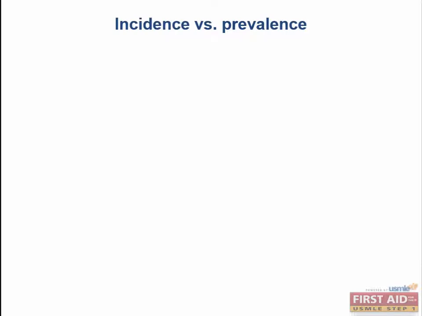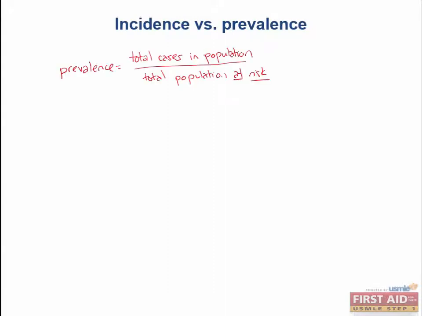Let's move on to incidence versus prevalence. Prevalence is the total cases in the population at a given time, divided by the total population at risk at the same time. The population at risk includes only people who could be afflicted by the disease. For example, if you were trying to quantify the prevalence of endometriosis in a community, only women would be included in the population at risk, since men are not at risk for uterine diseases.